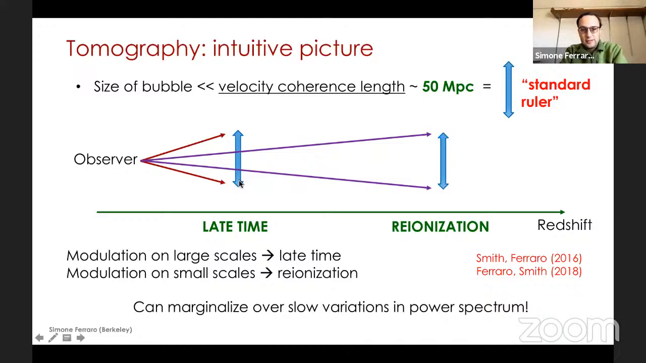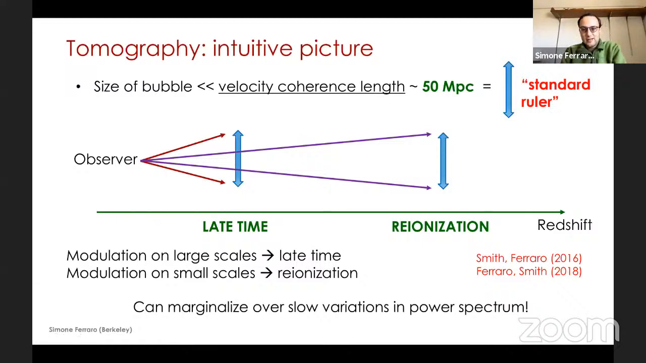While if you put this ruler closer to you at late time, where galaxies and clusters dominate the KZ effect, then you will see this modulation on larger angular scales. Okay, so you really look for the modulation of the power spectrum, and the modulations on small scales will tell you the KZ from reionization. The modulation on large scales gives you the KZ from late time. And in particular, if you want to marginalize over an unknown amplitude of the late time KZ, you can just marginalize over slow variations in the power spectrum.